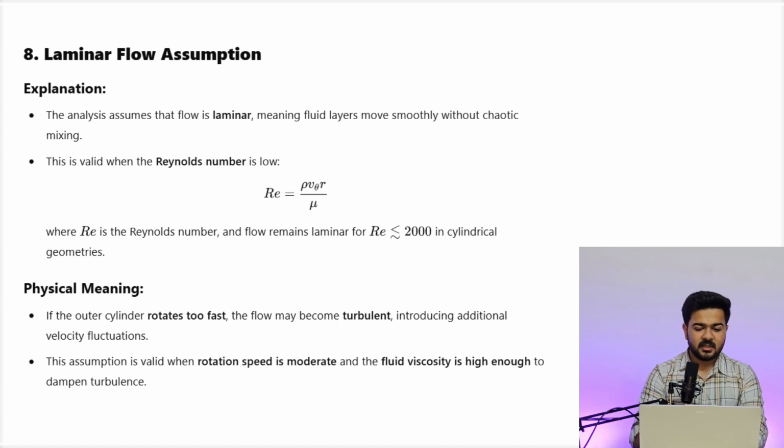If the outer cylinder rotates too fast, the flow may become turbulent, introducing additional fluctuations. But here in the question it is stated that the cylinder is moving at a slow speed. The assumption is valid when rotation speed is moderate and the fluid viscosity is high enough to damp turbulence. So we have assumed that it is a slow speed. In our case, the flow is laminar, and all these assumptions are valid.